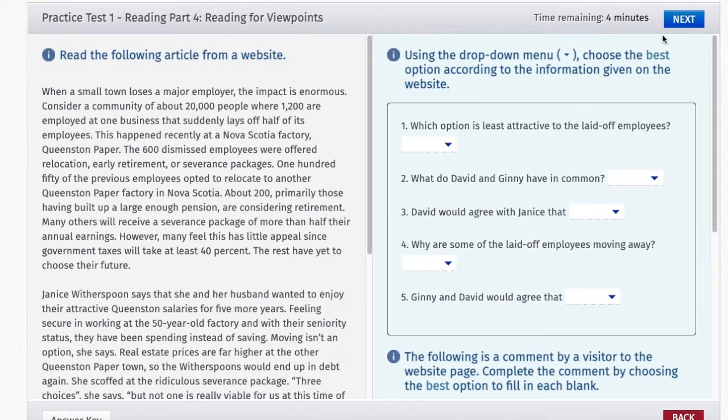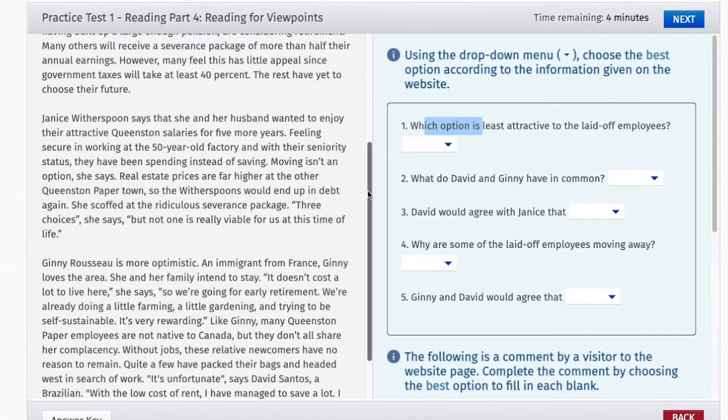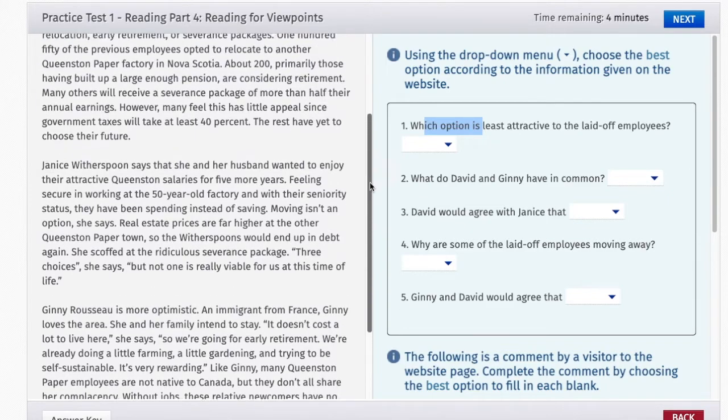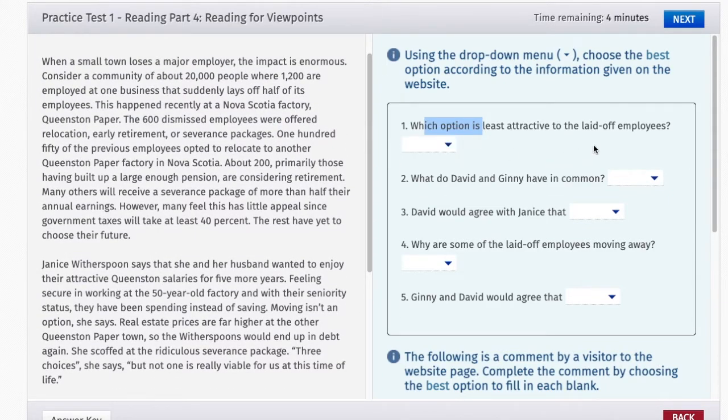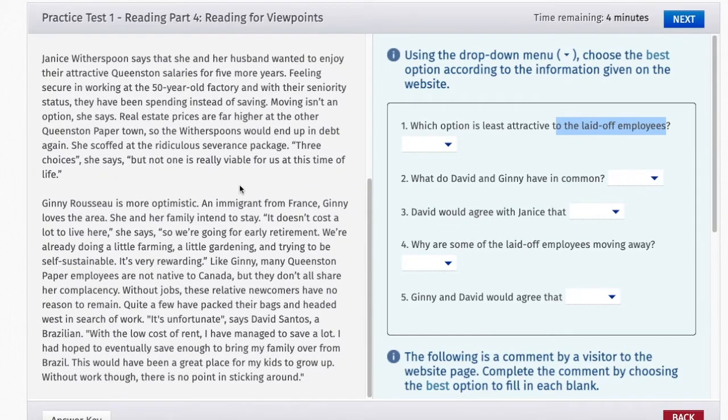So looking here at our sample, when we look at the questions, it's very important to try to understand the key words. It says least attractive to the laid off employees. Also, which option? Probably talks about which options here. So the keywords of the question will connect us to that part of the reading.